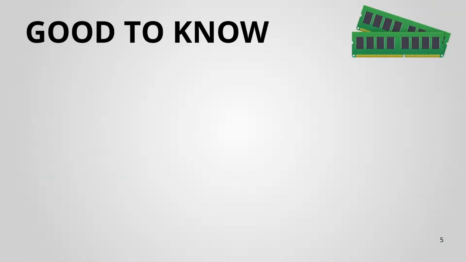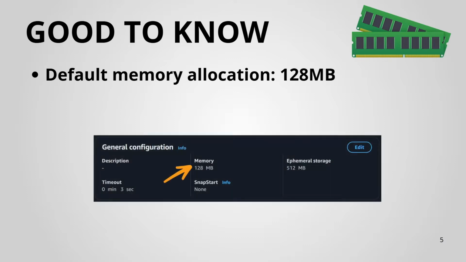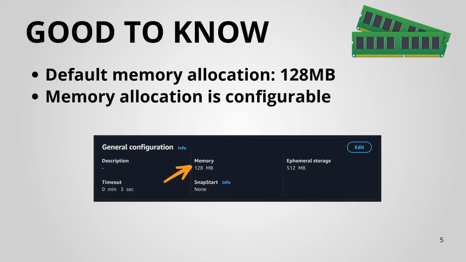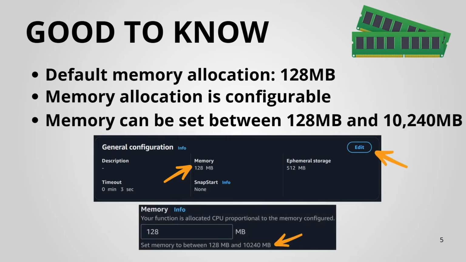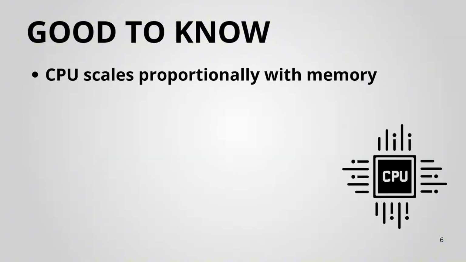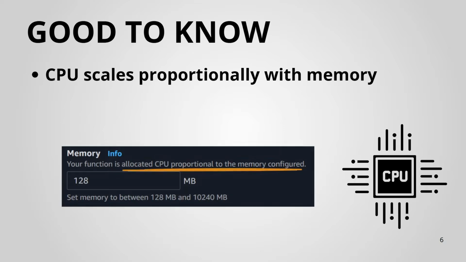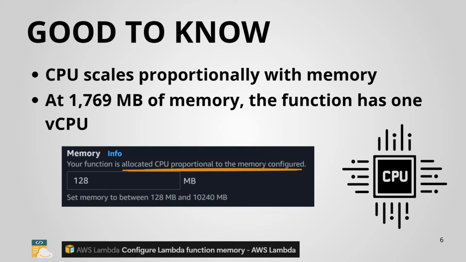Before we jump into the hands-on part, here are a few important things to know. When you create a Lambda function, it starts with 128 megabytes of allocated memory by default. Memory allocation is configurable, and it can be set between 128 and 10,240 megabytes. CPU power scales proportionally with memory, so the more memory you allocate, the more CPU your function gets. At 1,769 megabytes, the function has the equivalent of one vCPU. The official AWS documentation with all these details is linked in the video description.